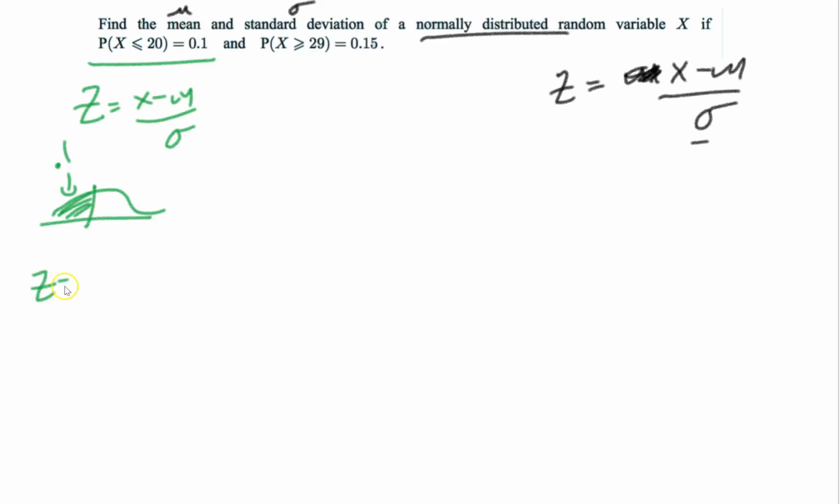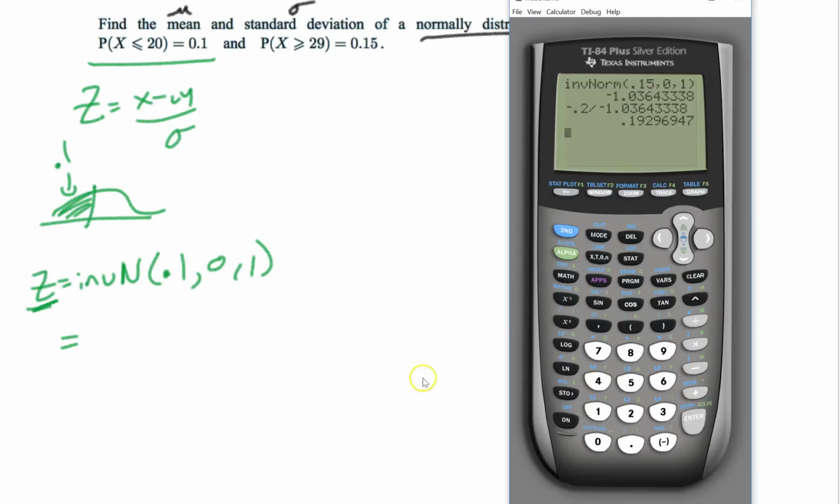So z is just invert normal, 0.1, we're on the proper side. Mean and standard deviation is always 0, 1, guys. So remember, I don't have it here, but when you're doing z, it's 0, 1. So we're going to put this in our calculator. So invert normal, 0.1, enter, enter, enter, negative 1.28.